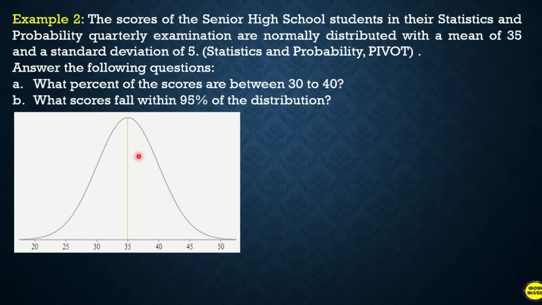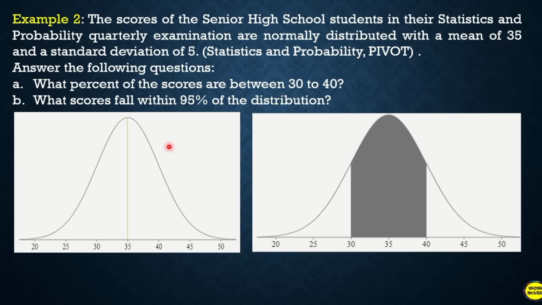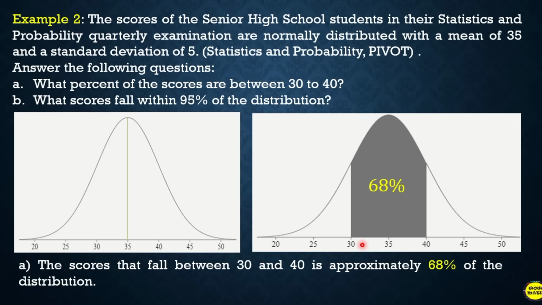Ganun lagi ang gagawin nyo kapag gagawa kayo ng normal curve. Ang ilagay nyo sa gitna is yung value ng mean natin. So ang tanong class, ilang percent daw ng data na ang score ay from 30 to 40? And that is 68%, di ba? Using the empirical rule, that is 68% kasi one standard deviation from the mean. So therefore the score that falls between 30 and 40 is approximately 68% of the distribution.